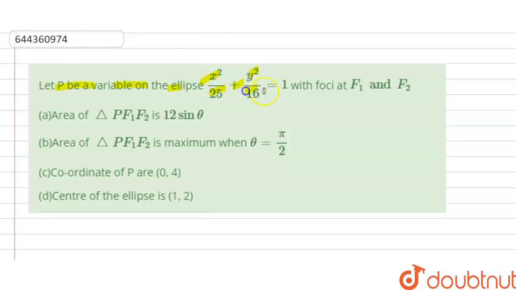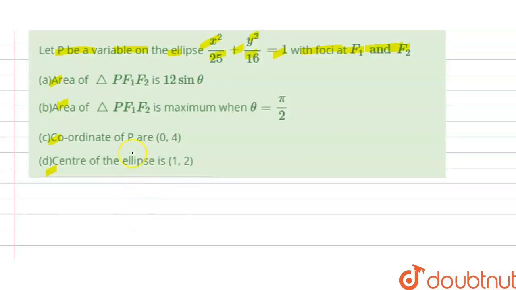Hello students, today our question is: let P be a variable point on the ellipse x square divided by 25 plus y square divided by 16 is equal to 1, with foci at F1 and F2. We have options A, B, C, D given here, and we have to find which option is correct. P is a point on the ellipse, and the equation of the ellipse is given to us. So the solution of the question is as follows.